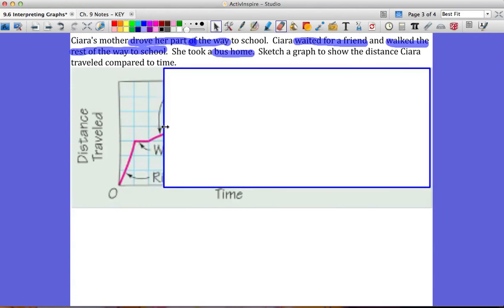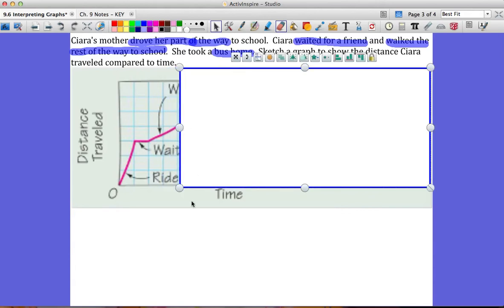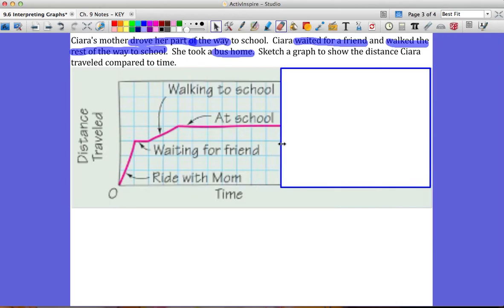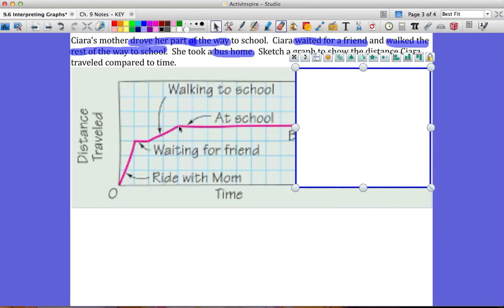Now she's walking to school. Okay, so this shows a slower pace than when she was in the car, because, well, if you can walk as fast as a car goes, you are pretty quick. So we have a slower pace, which means we have not as steep of an incline here. And then we also have to include the time she was at school. You can't just skip the time she was at school. Okay, so we can't just all of a sudden go from here to taking the bus home. We have to account for all the time she spent at school.